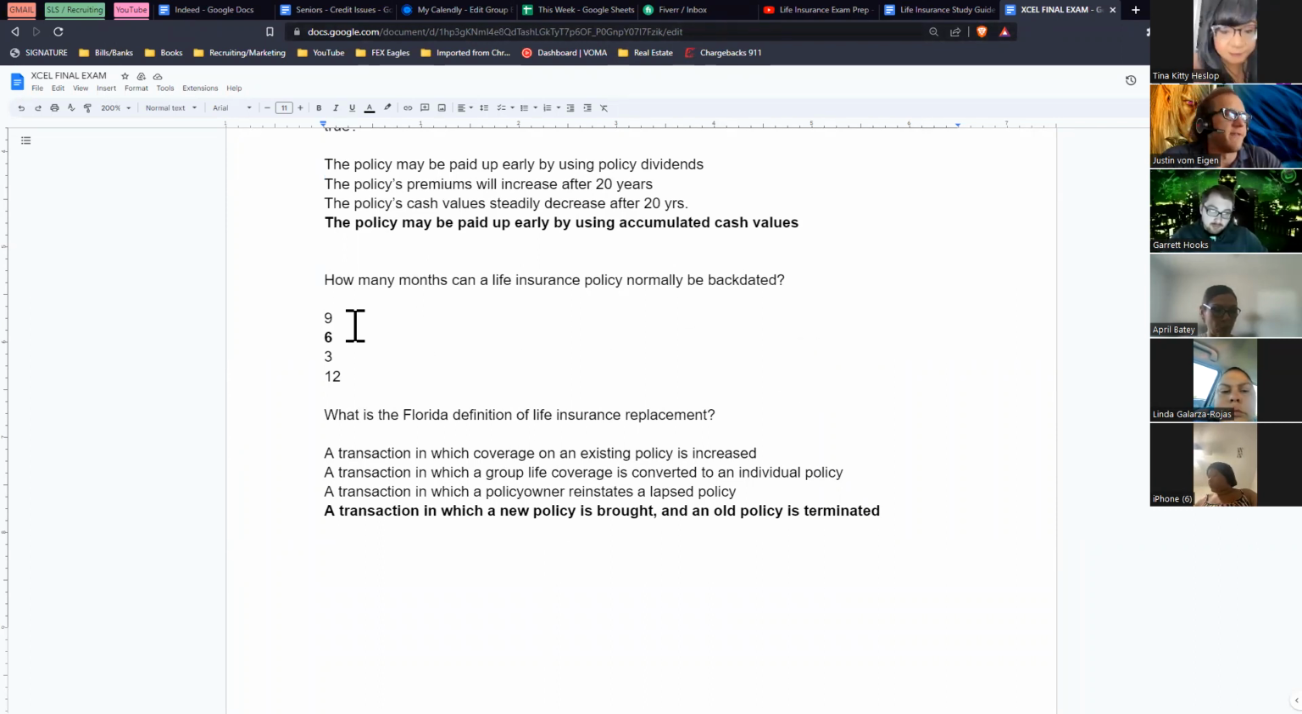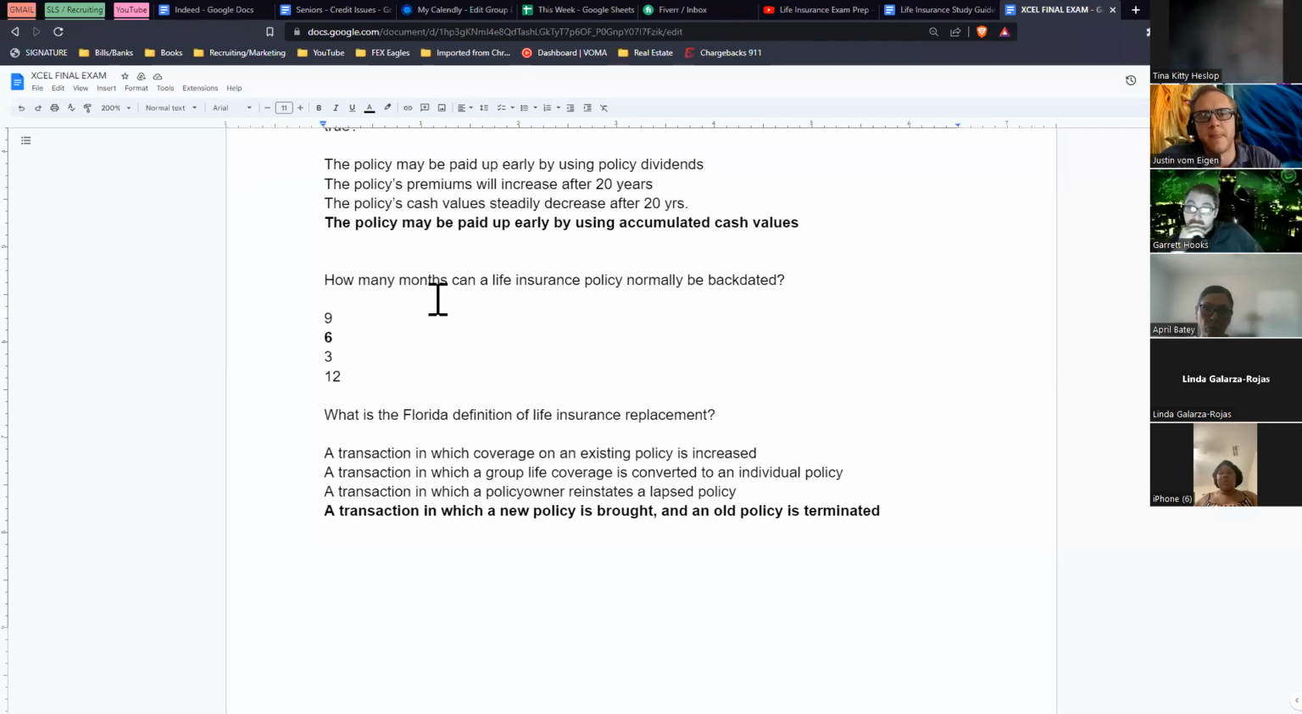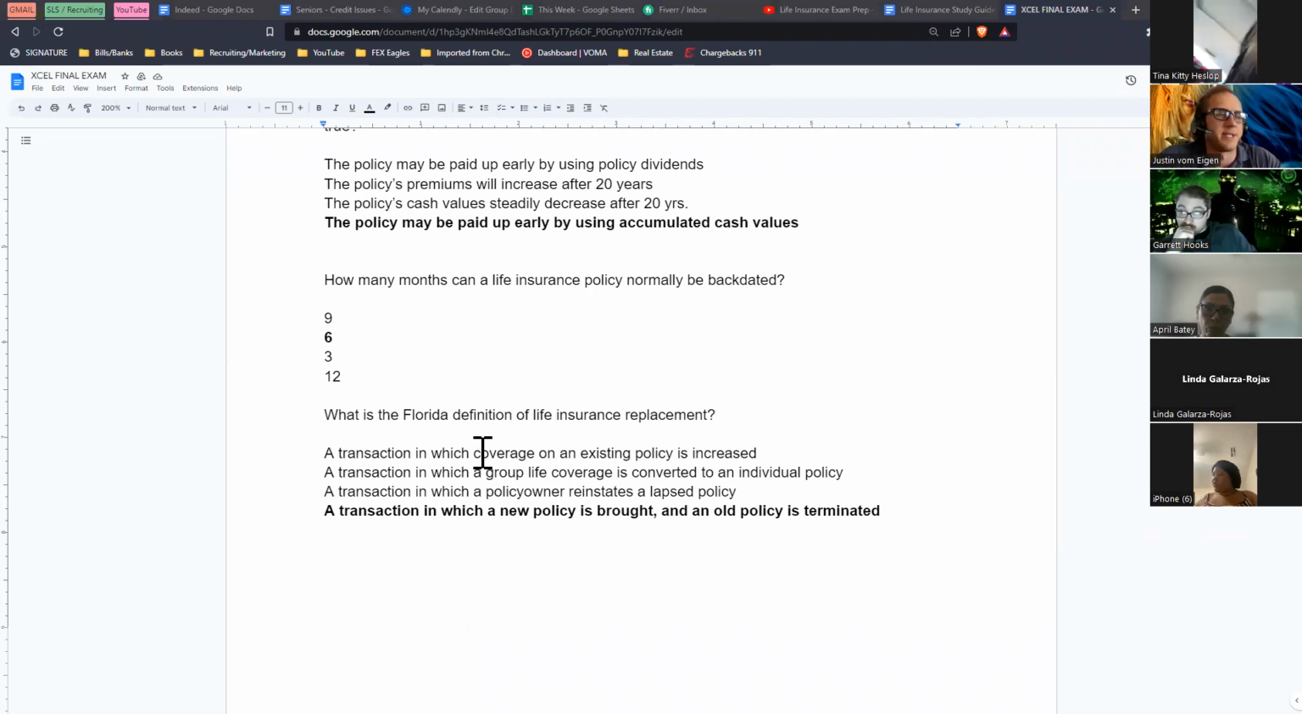So a life insurance policy can typically be backdated 6 months. Okay. So backdated 6 months means I can date the policy as, say, September 23rd, essentially. This is as far as I can go back, usually. I've actually never seen that, but I guess that's what the state wants you to know.